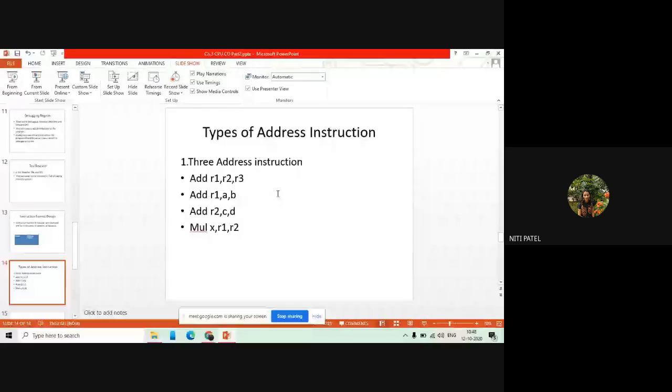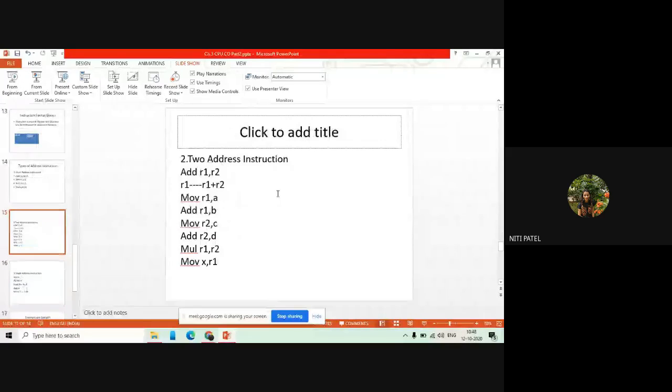Then you have two address instruction. What is a two address instruction? Apart from the opcode, you will have two operands: R1, R2, R1, A, R1, B, R2, C, R2, D, R1, R2, X, R1. Therefore, they are called two address instructions. So how do I read them? Add the contents of R1 and R2 and store the result in R1.